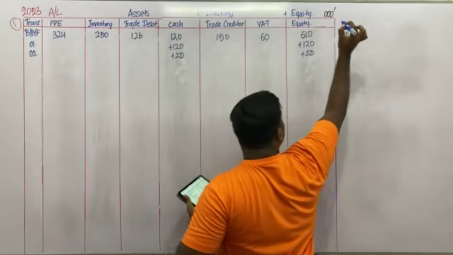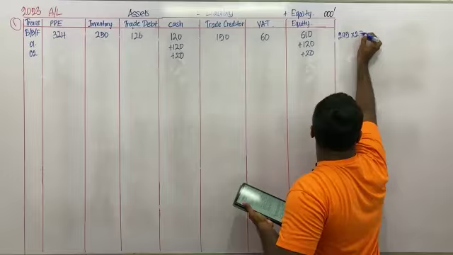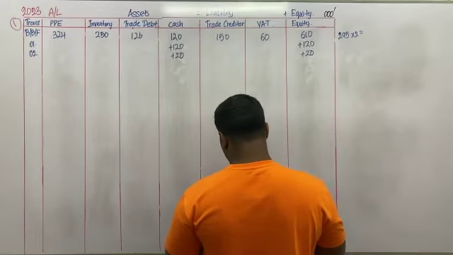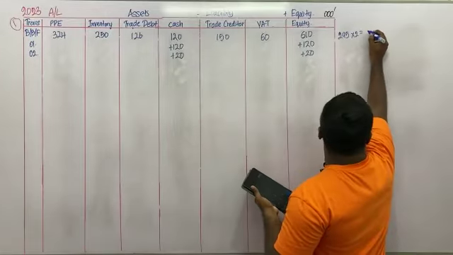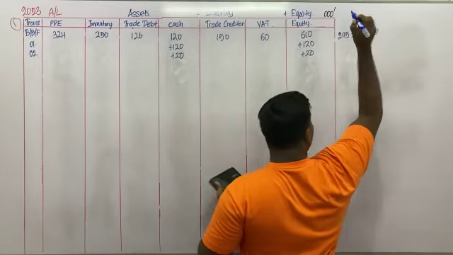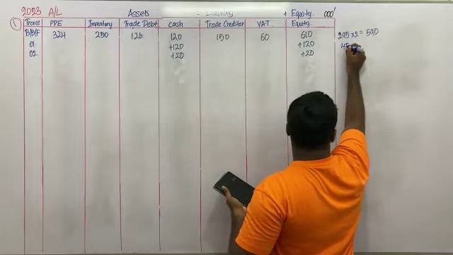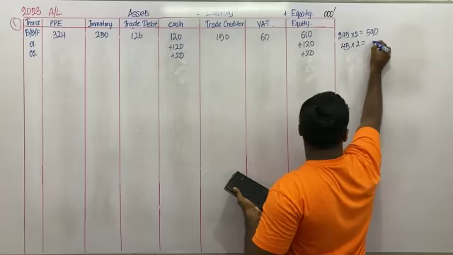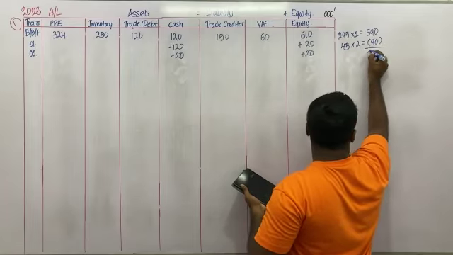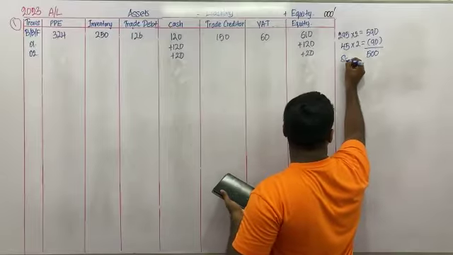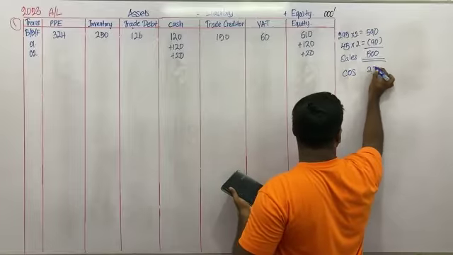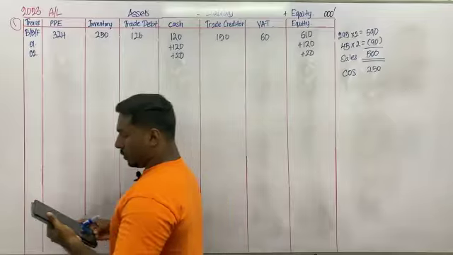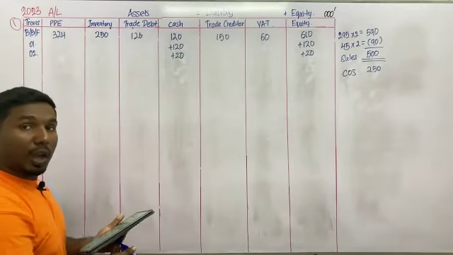295,000 each, which means they are selling two computers, so the total value is 590. VAT is 45,000 per computer, so total VAT is 90, which means 500 is the sales, and cost of sales is 250,000. So now you have a better idea of the transaction.